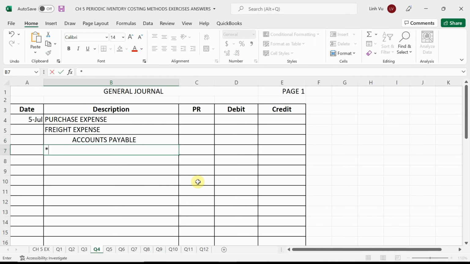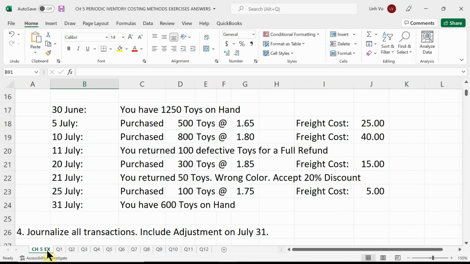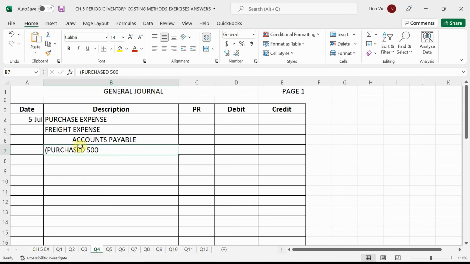Okay, so in this case, my description can tell me what this transaction was about. This is where I can say that I purchased 500 toys. I don't even think I said toys. I think I said units. Oh no, there I did say toys. 500 toys at $1.65 with a freight of 50.25, toys at $1.65 each.